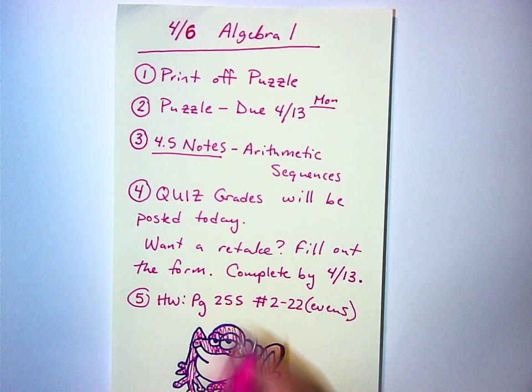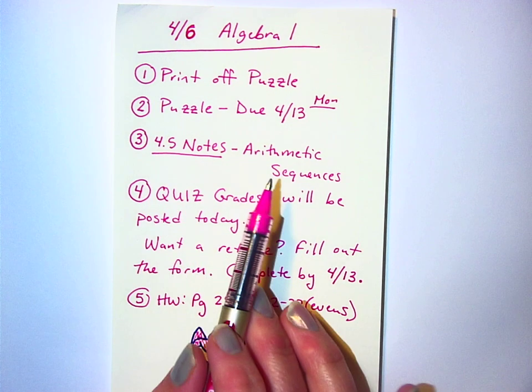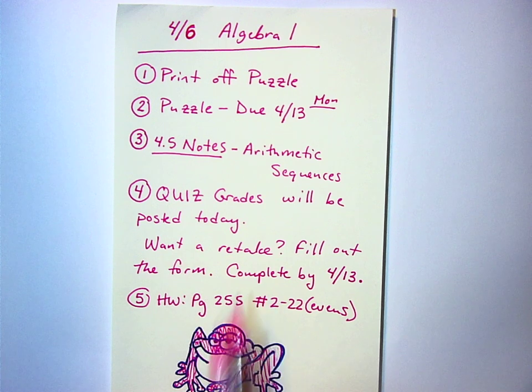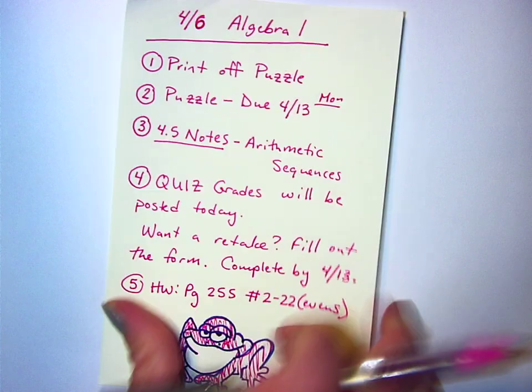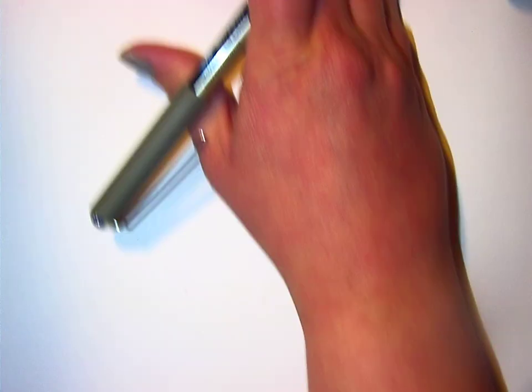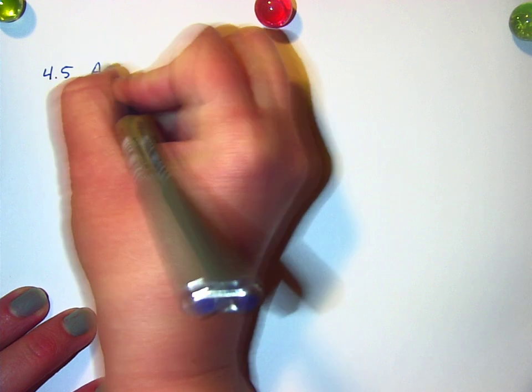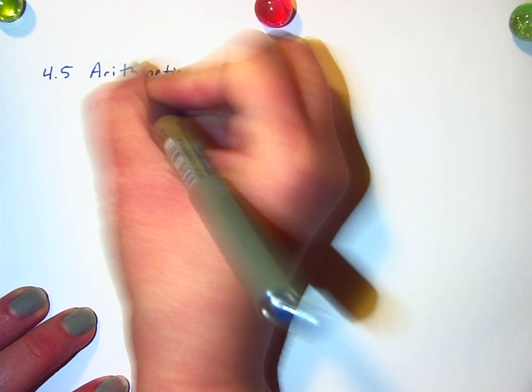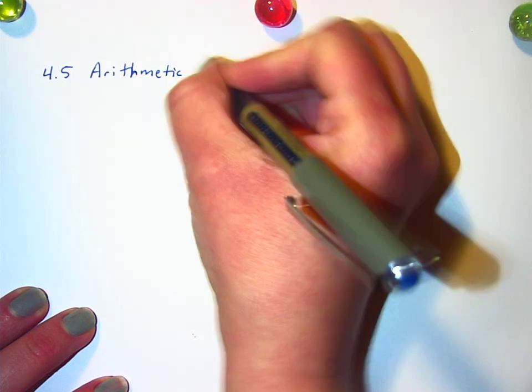Next thing that we're going to do is we're going to do notes for 4.5, Arithmetic Sequences. Then we're going to talk a little bit about your quiz and talk about the homework. Okay. So, here we go. This is 4.5. We are skipping 4.4. I don't think it's worth our time.